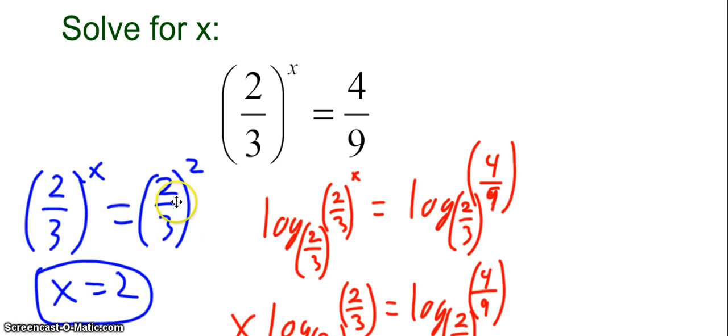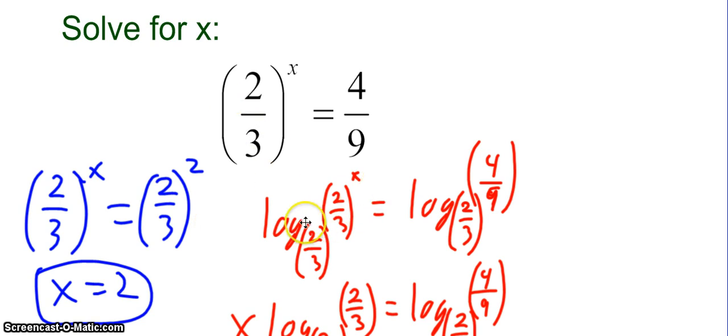Alright, so simplest thing to do, if possible, is to get a common base. So I know that 4 is 2 squared and 9 is 3 squared, so I can change 4/9 into 2/3 quantity squared. So I have 2/3 to the x equals 2/3 squared, so I know x has to equal 2. Alright, what's another approach?